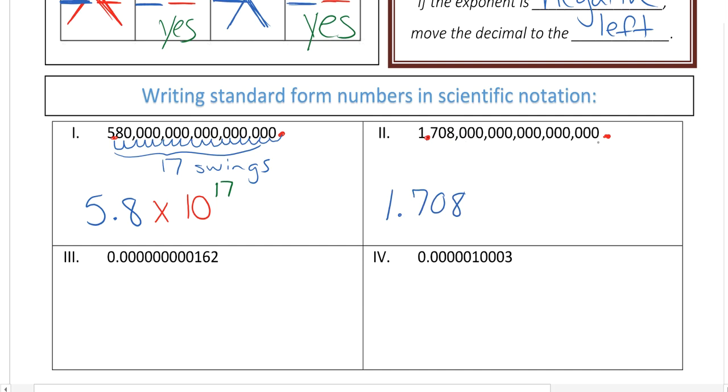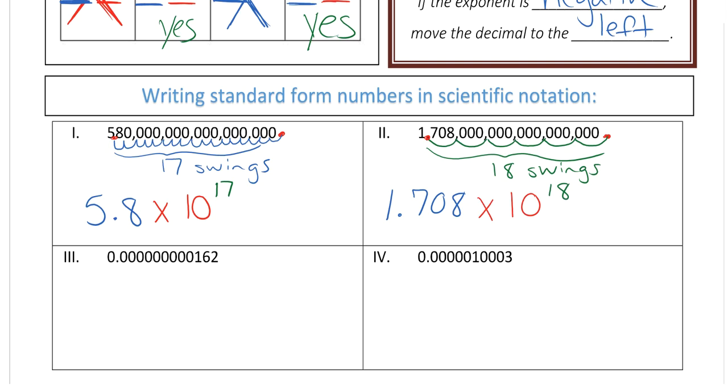So now I'm going to see how many swings it takes for the decimal at the end of my number to get between the 1 and the 7. I'm going to streamline this a little bit. I know every time there's a comma that's 3. So this would be 3, 6, 9, 12, 15, 18. So that's 18 swings between the decimal at the end of the number to move to the 1.708. So again, with scientific notation, I have my number between 1 and 10. It's going to be times 10 raised to the 18th power because it took 18 swings to get from the end of the number to the 1.708.